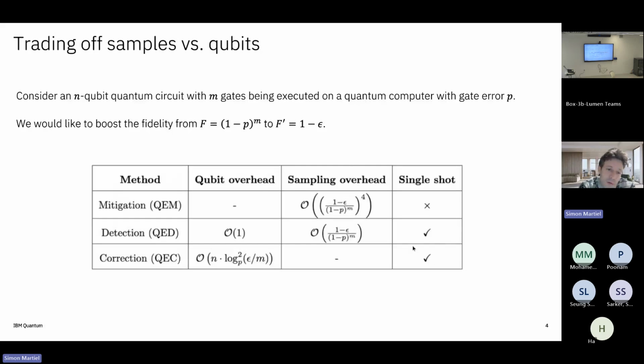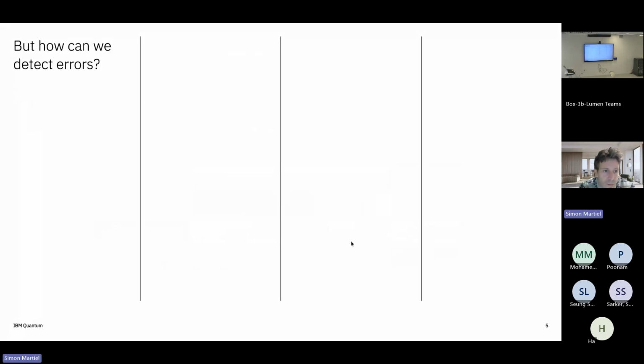And in the middle, we have quantum error detection, where we use a very mild qubit overhead, so let's say a constant number of additional qubits. But the theory tells us that the sampling overhead should grow as just the ratio of the two fidelities, meaning that we get basically a quartic runtime improvement compared to traditional QEM techniques. And this is what we will discuss today.